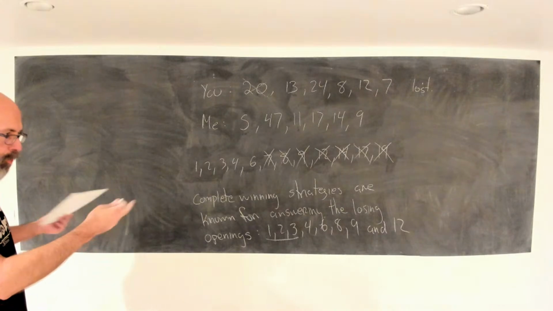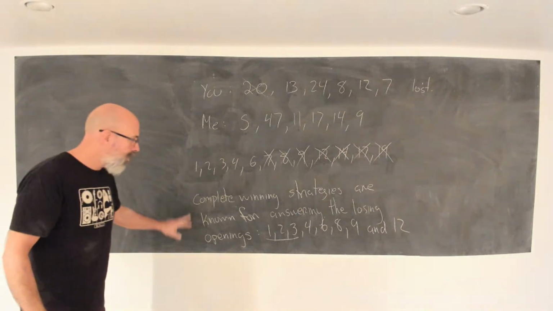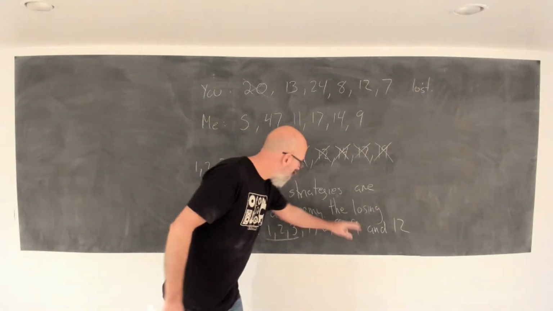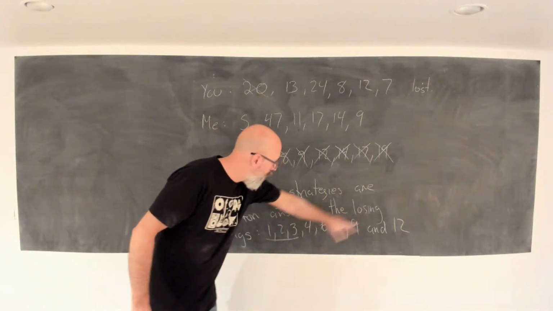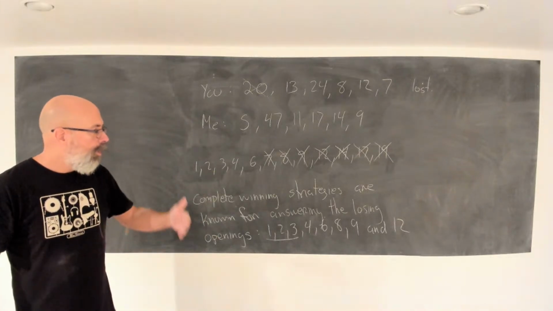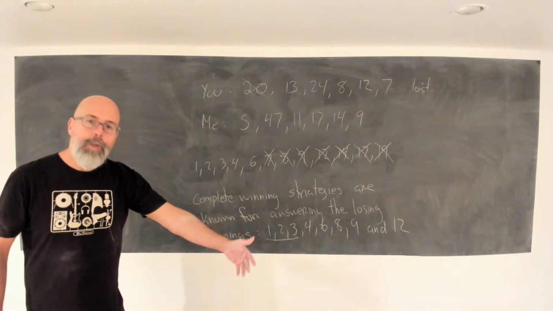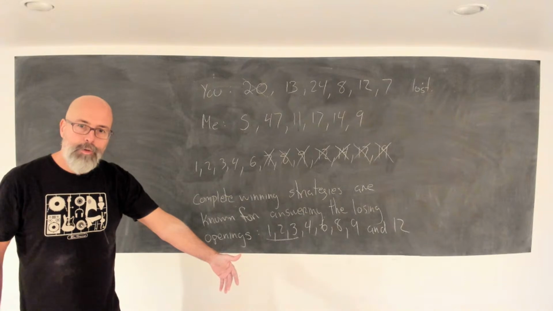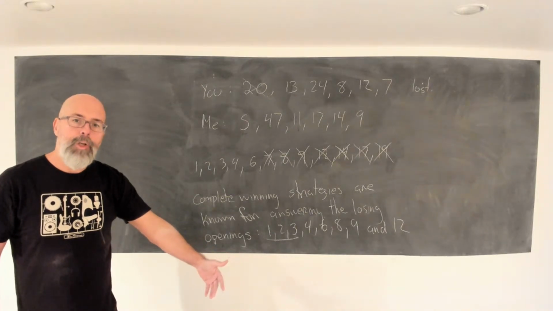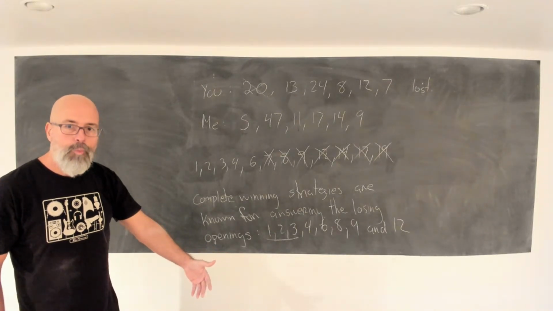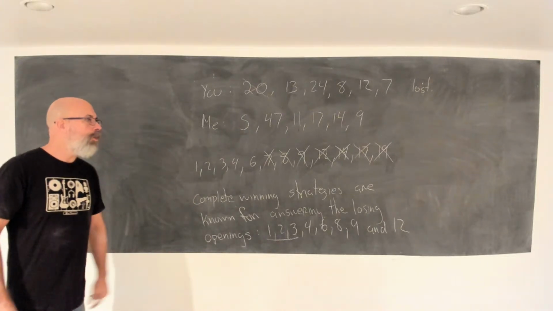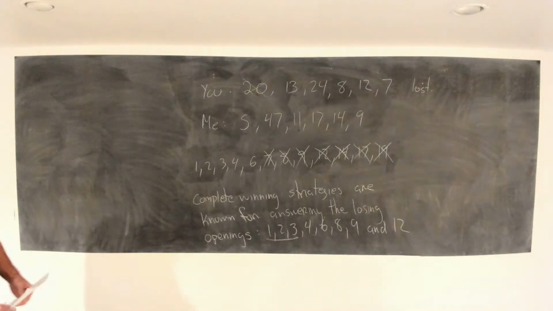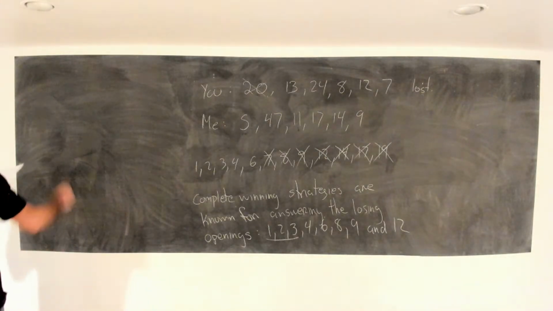So my question was, what is known about this game? Well, we know this. In fact, what does this mean? This means that if your opponent chooses one of these numbers, it is known what you should play to counter and win, regardless of what your friends will play next. So complete winning strategies, that's what that means.